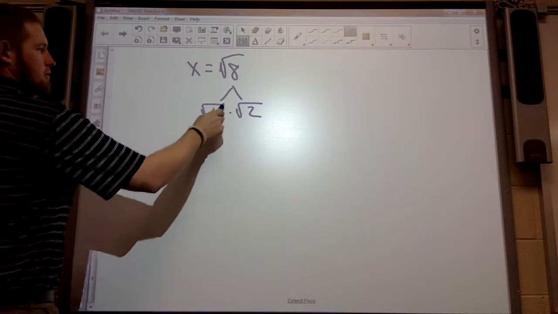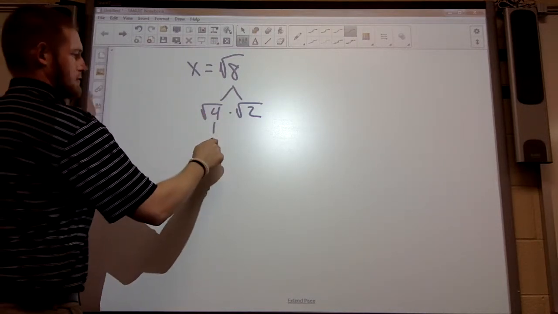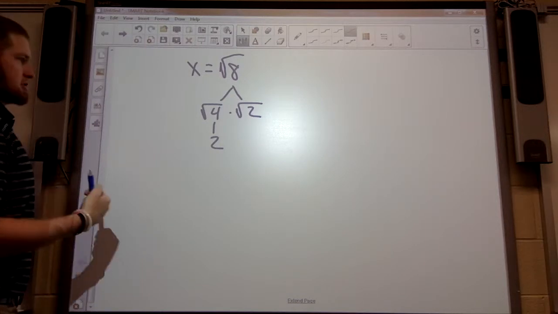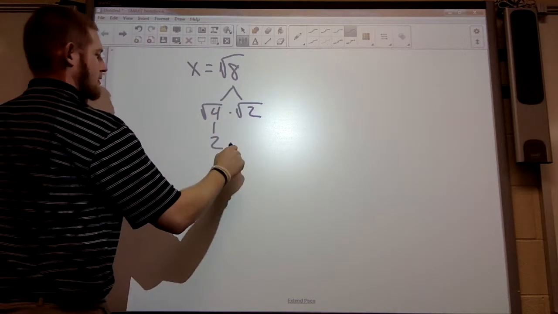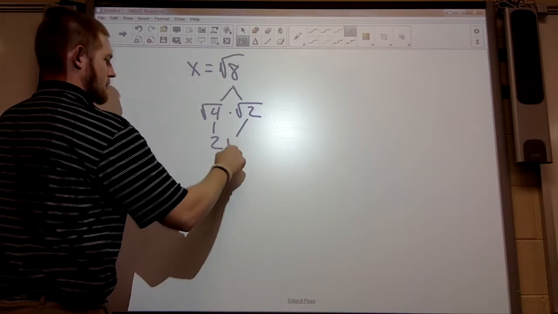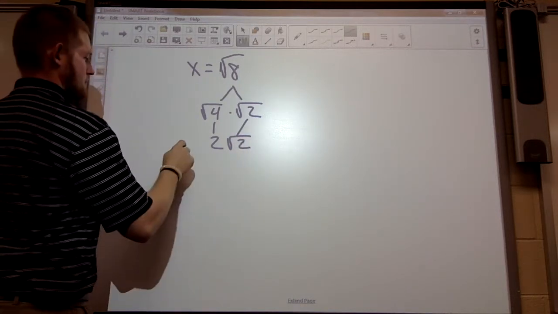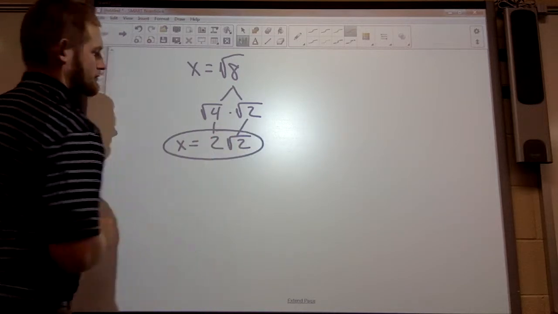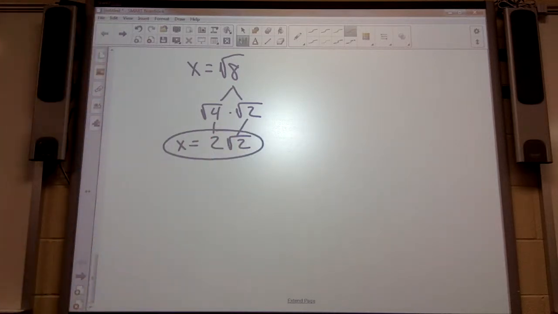What is the square root of 4? Well, the square root of 4 is 2. What is the square root of 2? It's going to be some funky decimal, so we're just going to leave it. So I have 2 square roots of 2, and that's what x equals. That's our first example of how we are going to solve by finding square roots.